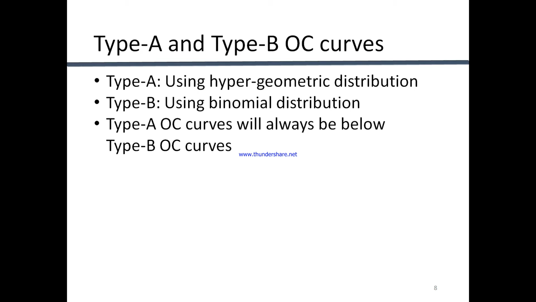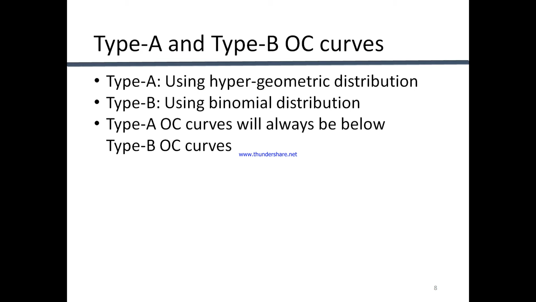If you apply the binomial distribution when you draw the OC curve, the x-axis has the percentage or proportion of defectives, and the y-axis is the probability of accepting your lot. If you have calculated those probabilities using the binomial distribution, we call it a type B OC curve. But if you think about a whole lot, we have defectives and non-defectives.